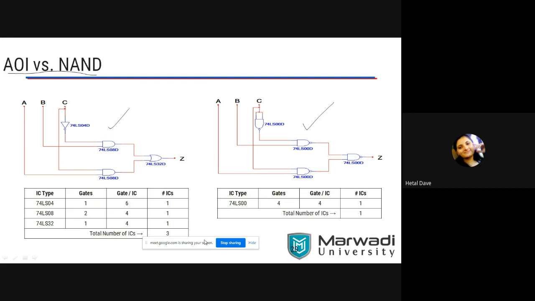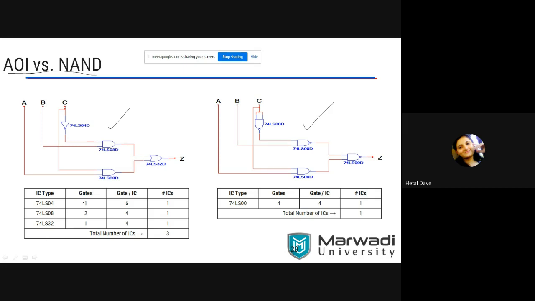Whenever you calculate the number of ICs, how many gates are here? One NOT gate, two AND gates, one OR gate. So here let's calculate the number of ICs. For the NOT gate I will require 7404. For the AND gate I will require 7408. For the OR gate I will require 7432.